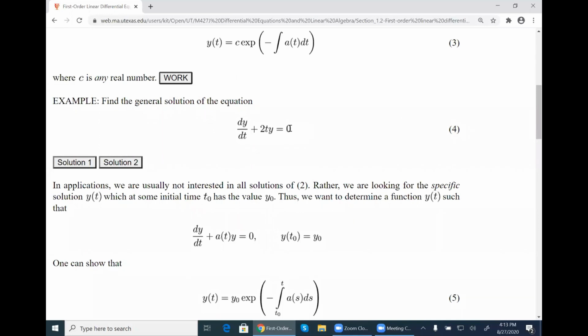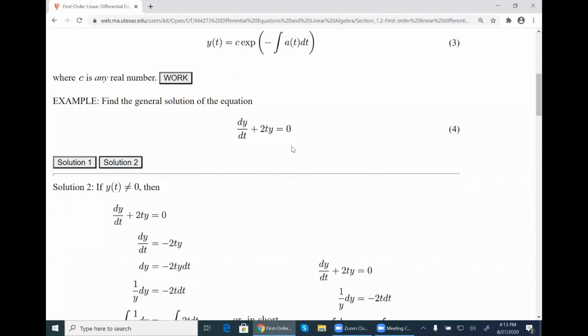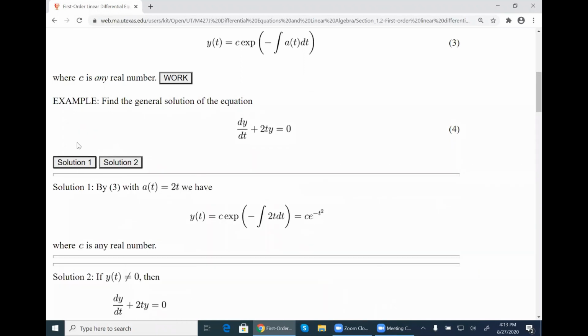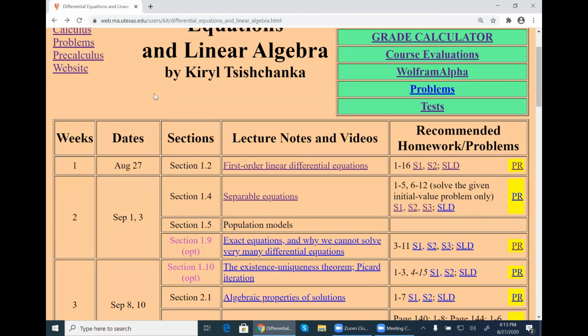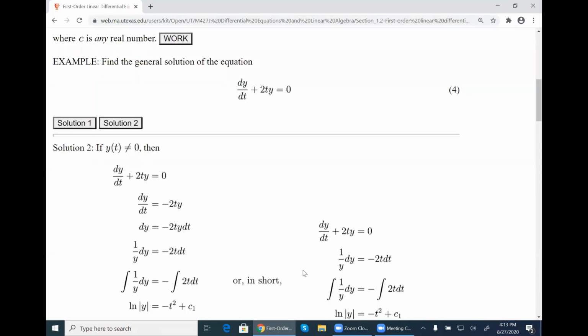So, reason number 1 for solution number 2 is the following. I explain why we have such a formula. Reason number 2, in solution number 2, in order to come up with a solution, I use a very important method which is called separation of variables method that we discuss in section 1.4. So what is written here is a preview of the method that will be discussed next week.